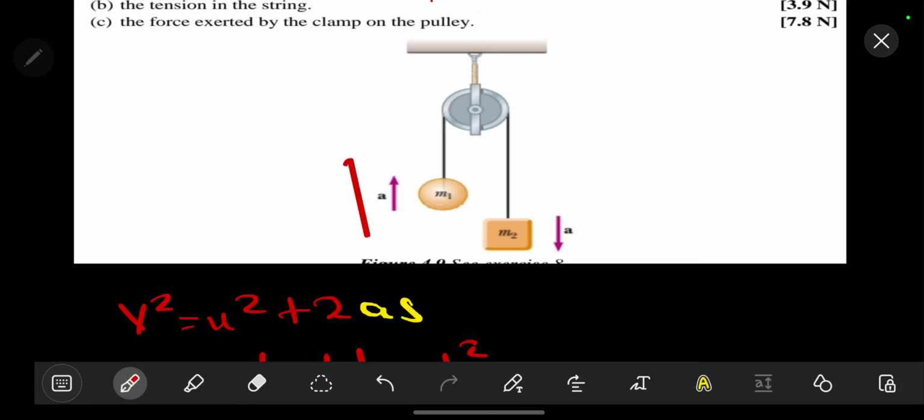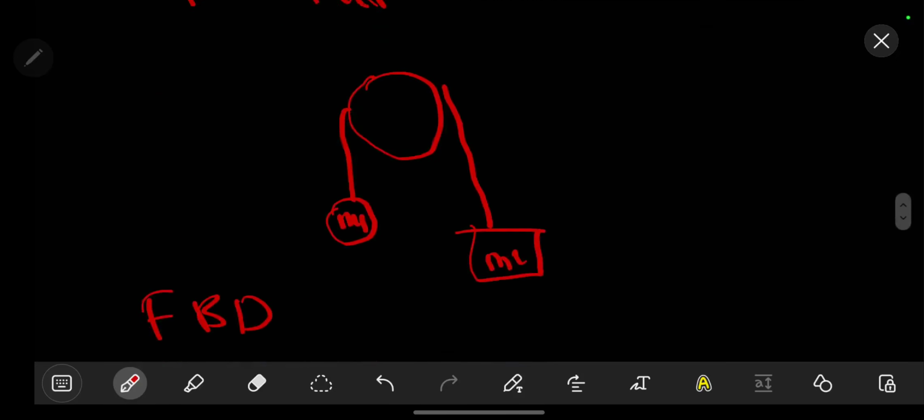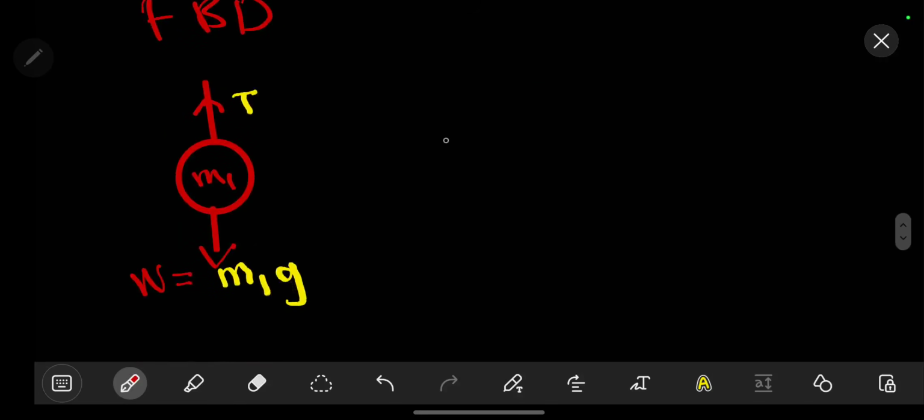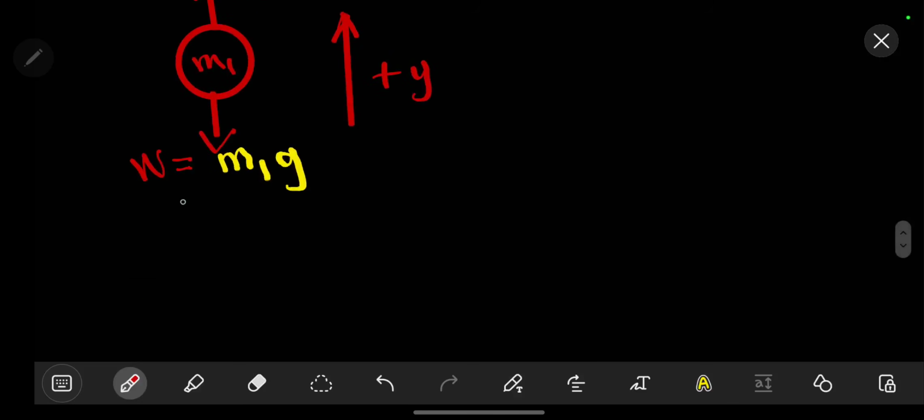So it means that we are going to make whatever is going up to be positive. So we have to create a coordinate axis. A coordinate axis simply tells you what you are going to be considering to be positive or what you are going to be considering to be negative. So for our free body diagram, since it is going up, whatever is going up is going to be considered positive y. Then from here we are going to use Newton's second law, which is the summation of forces.